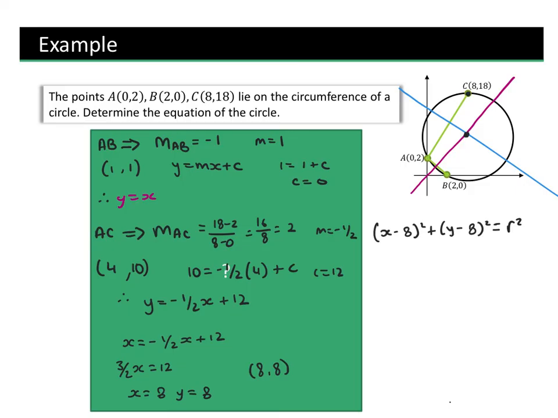Right, here we go. Let's use C, and we're going to find straight away that our length, because this is (8, 8) as well, we're going to have 0 squared plus 10 squared, which is 10. So our radius is 10, our radius squared is 100. So I'm going to get x minus 8 squared plus y minus 8 squared equals 100. Nice and easy.